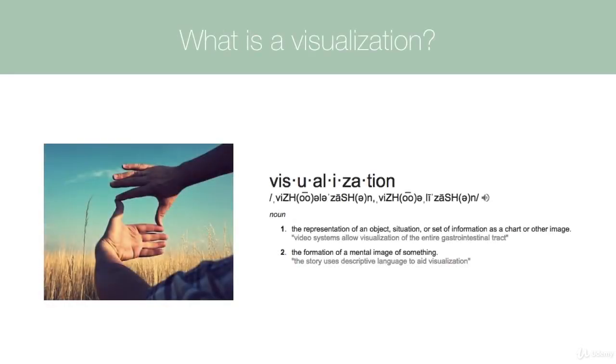So what exactly is a visualization? A quick search on Google gives us 2 definitions. For this class, we'll be interested in the first definition, which involves representing some kind of abstract information in a visual form. If you're looking for a class on visualization that covers the second definition here, then this might not be the right course for you.